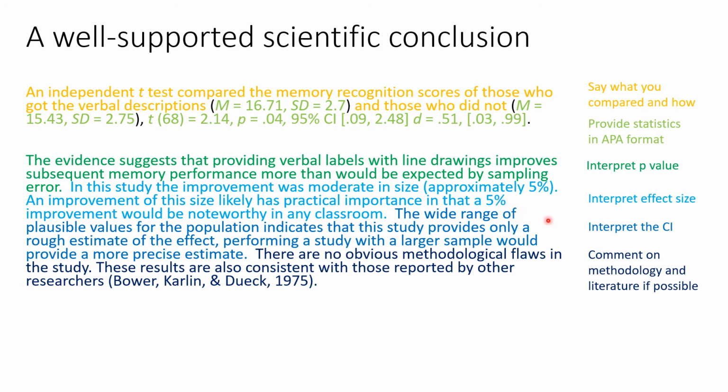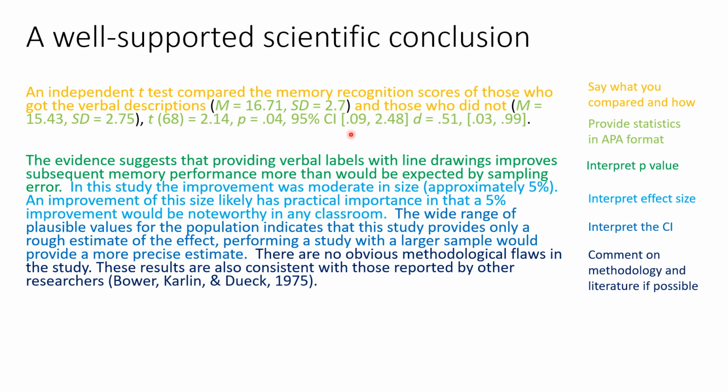Next, I want to talk about the confidence interval. The wide range of plausible values for the population indicates that this study provides only a rough estimate of the effect. Performing a study with a larger sample size would provide a more precise estimate. Again, I just want to comment a little bit on each of these factors. So the confidence interval here, I'm really looking at how wide these are, and I'm just drawing the reader's attention to those. Again, we're confident the effect is happening because that's what this p-value tells us. It's probably going to happen in the population, but we just don't know.